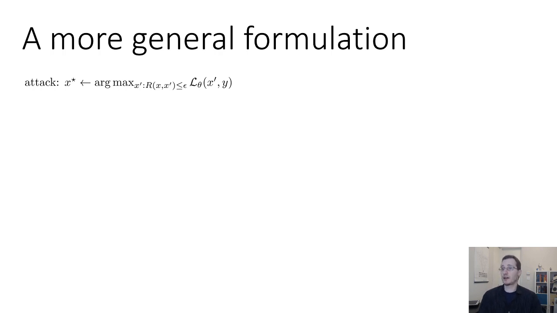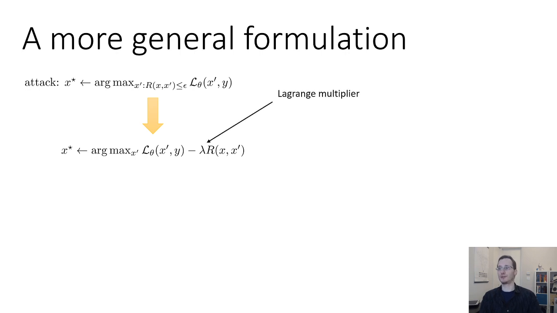Now, we can write down a more general formulation of this attack. Instead of dealing with this constrained optimization problem, which is a little hard to deal with for deep nets, we can write it as a Lagrangian with a Lagrange multiplier. So instead of having a constrained optimization over x prime, we can have an unconstrained optimization with the objective L(theta, x prime, y) minus lambda times r(x prime), where lambda is a Lagrange multiplier. We've turned that constraint into a kind of penalty that penalizes our optimizer for straying too far from x.